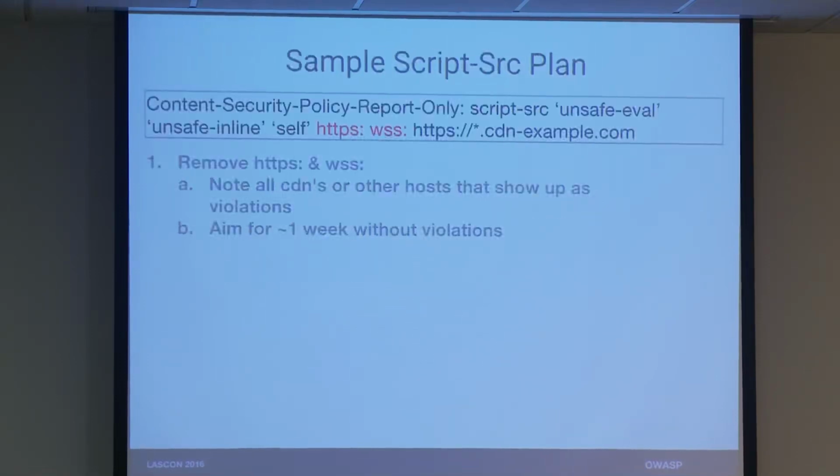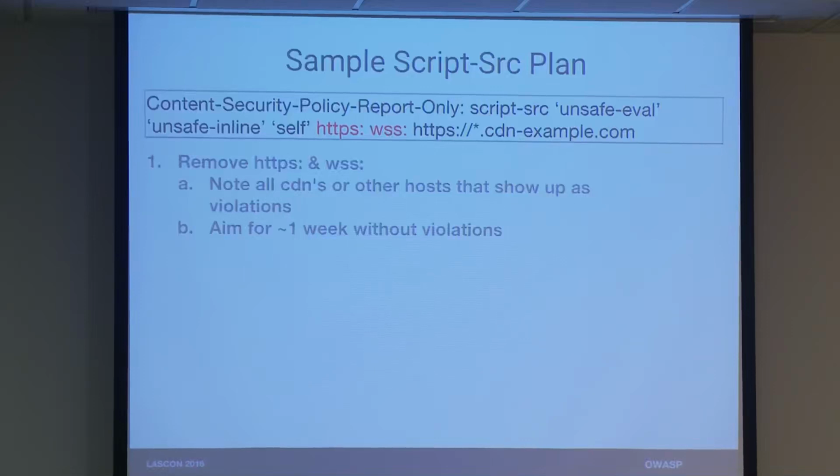And the way we do this is we start with a really permissive policy. So here's something where we're permitting just about everything. So we're permitting anything over HTTPS. We have unsafe-eval, unsafe-inline, and self, and some known CDNs are thrown in there, even though they'll be redundant at first.